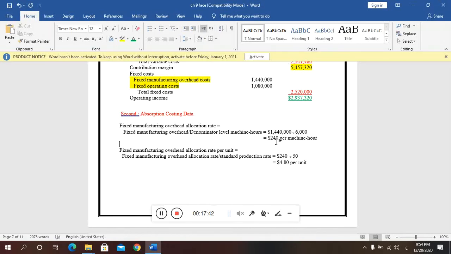So after that we can prepare. Here you will understand why I did this calculation, in order to obtain the fixed manufacturing overhead rate per unit.